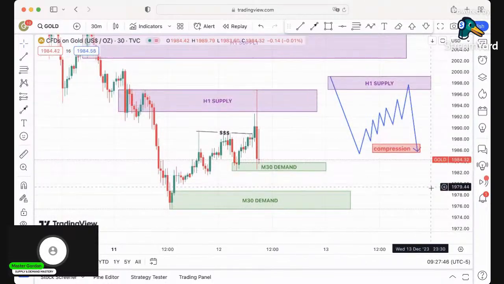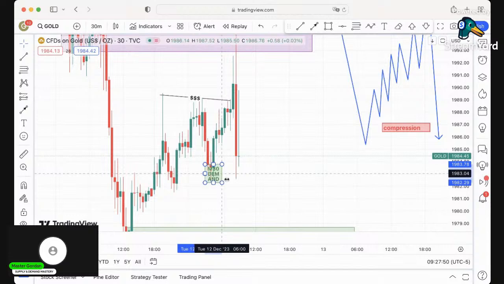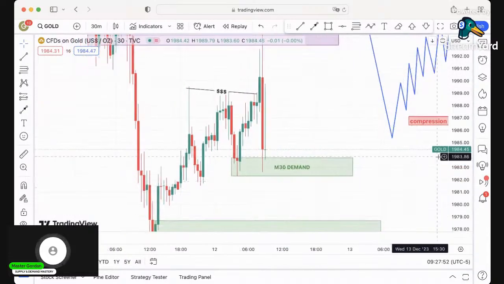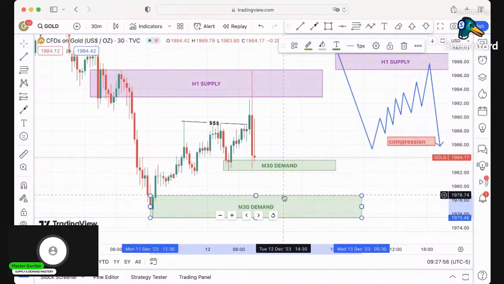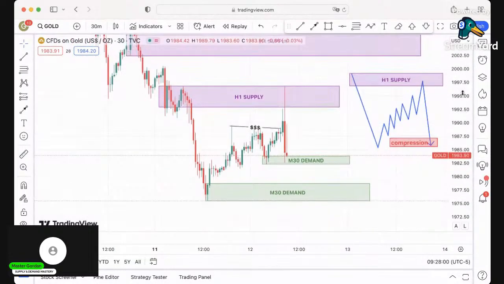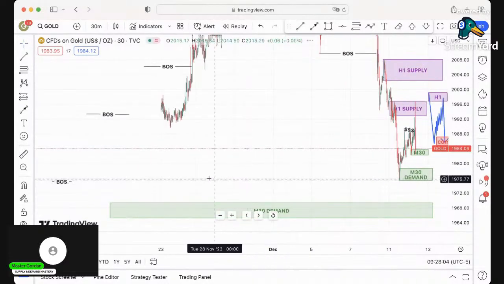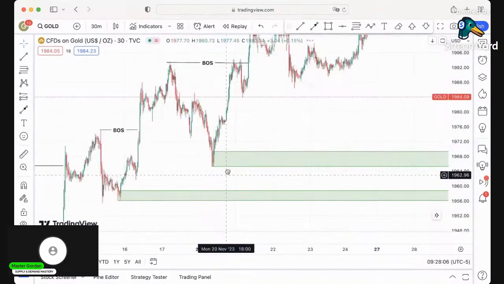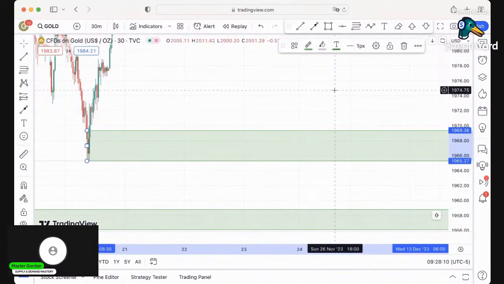So right now, this demand zone is not fresh anymore. This demand zone has been mitigated. So where is the next? The next roadblock is right here. This is the next roadblock. So most likely it will break through right here. Then it will go even further. So where's the next roadblock, guys? This will be the next roadblock.